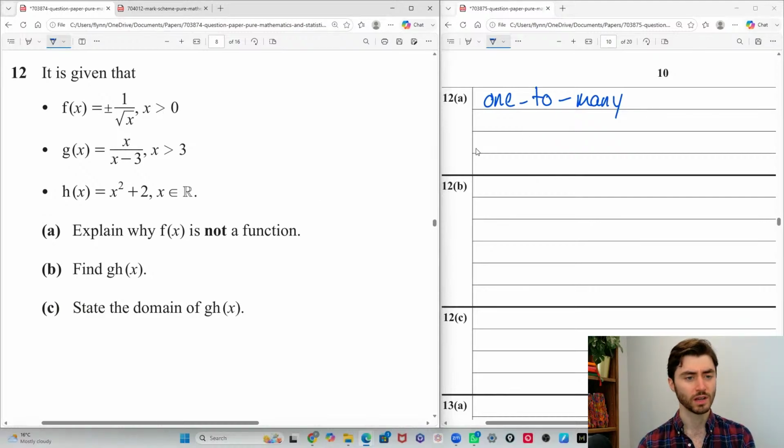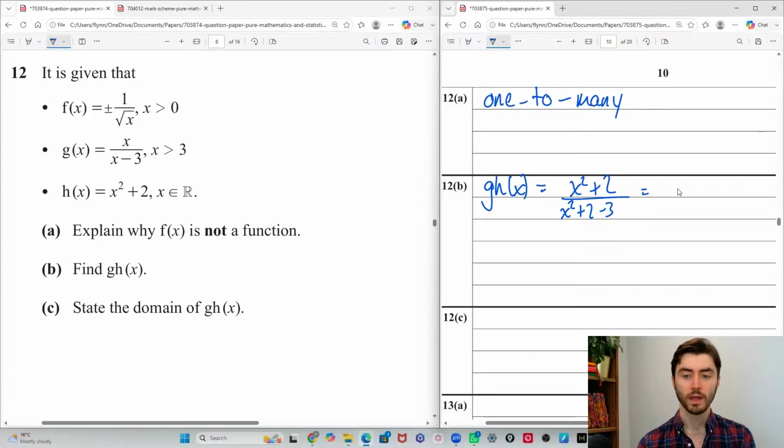So find g of h. That means we plug h into g. So g of h of x is equal to, now wherever I see x, I'm going to put the full h of x. So x squared plus 2 all over x squared plus 2 minus 3. In other words, it's x squared plus 2 over x squared minus 1.